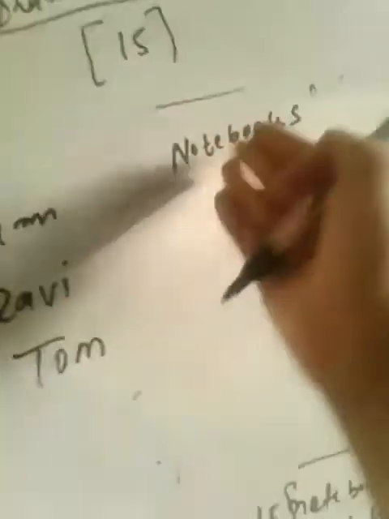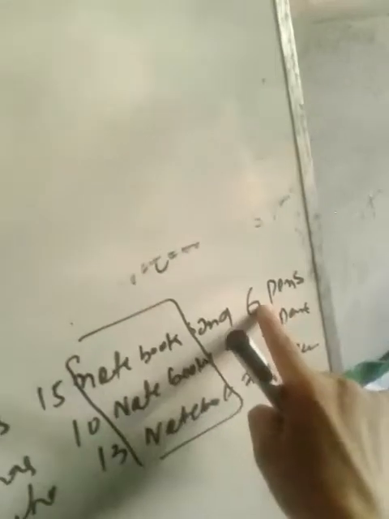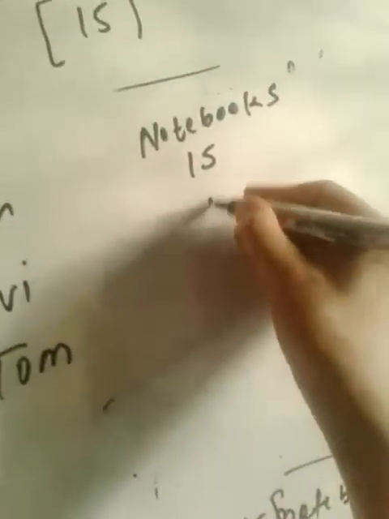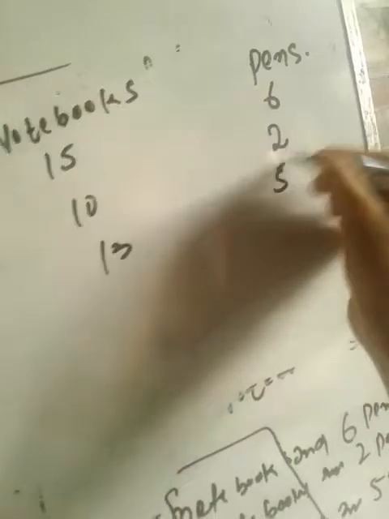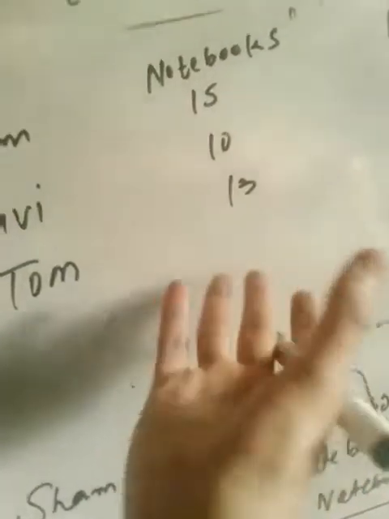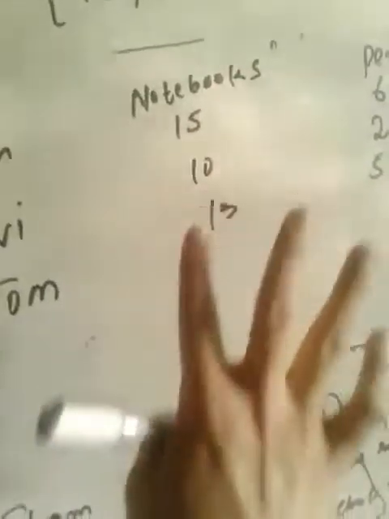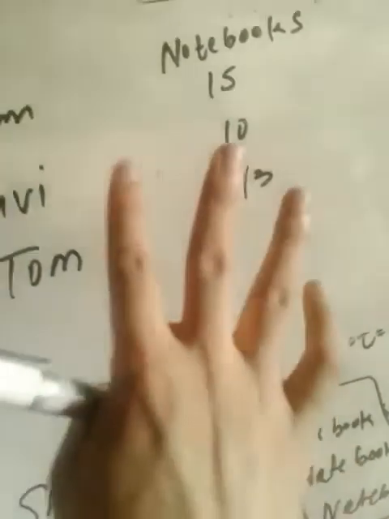So how many notebooks does Sham have? Sham has 15 notebooks. How many pens? 6 pens. Ravi has how many notebooks? 10 notebooks. How many pens? 2 pens. Tom has how many notebooks? 13 notebooks. And how many pens? 5 pens. So if you look clearly, we get a rectangular arrangement of the things.